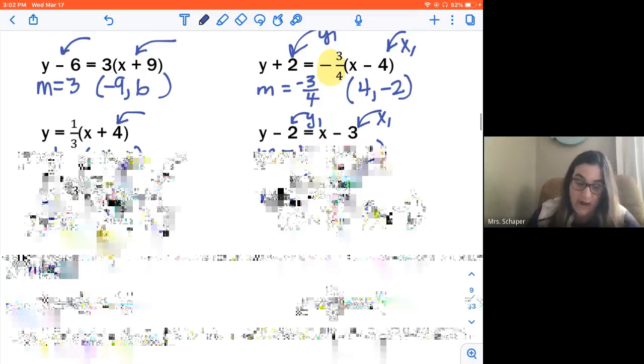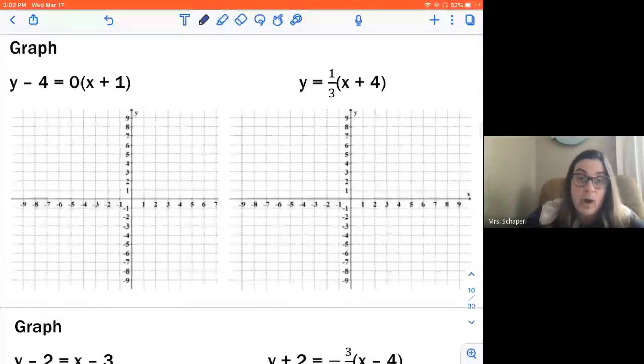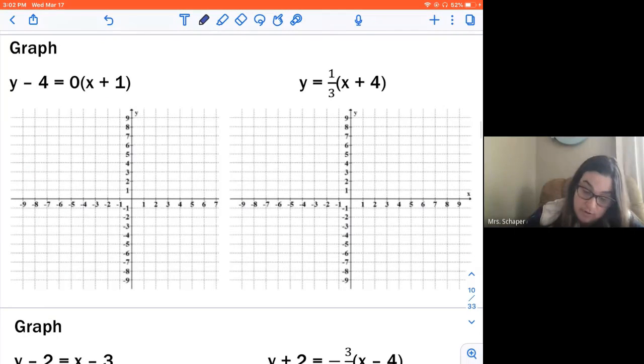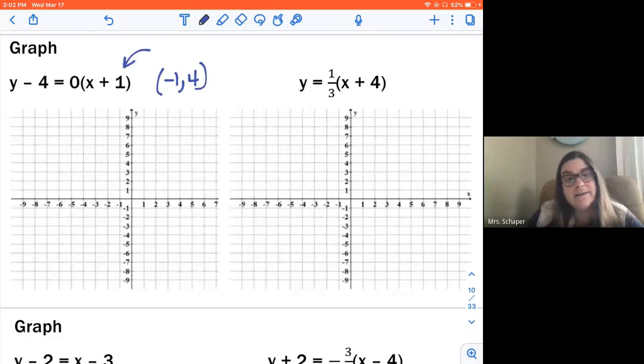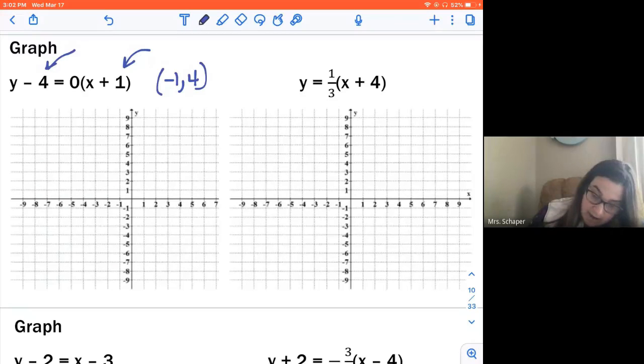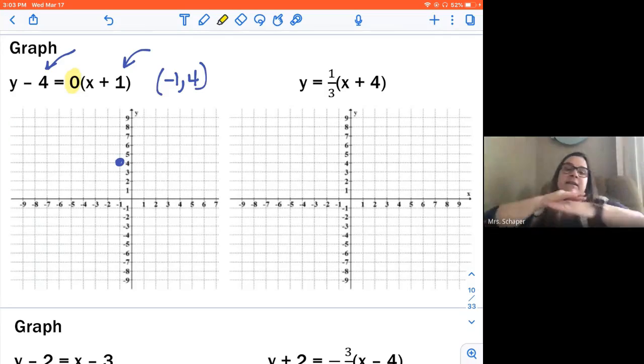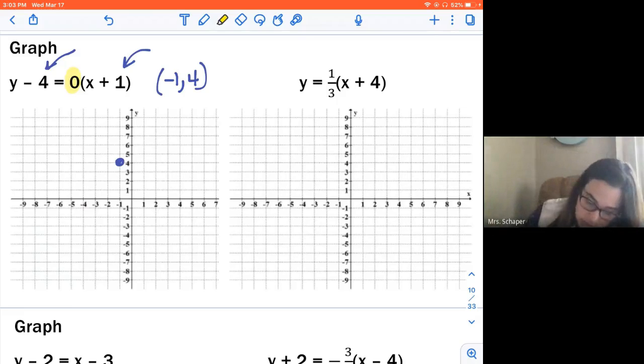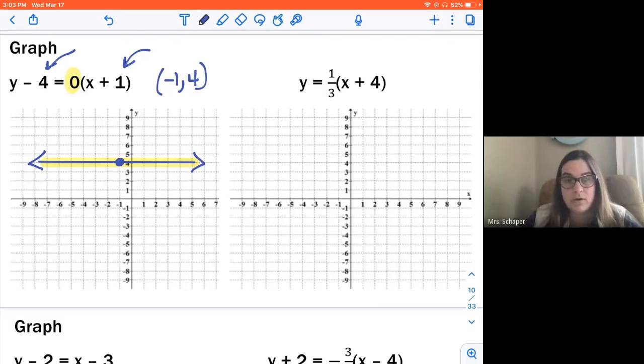All right, so graph. How do we go ahead and graph these? Well, you always begin at your ordered pair. So for example, this one, the ordered pair is -1, 4. Again, x, take the sign opposite. Y, take the sign opposite. So I begin at -1, 4. The slope of this line is 0. And that tells me that's a horizontal line that goes through there. So I'm just going to draw myself a horizontal line. I probably should do it in blue just so it makes sense. All right. And there we go. My horizontal line.